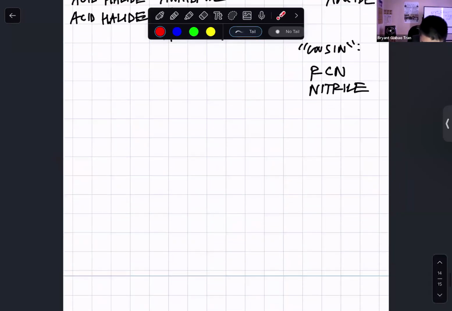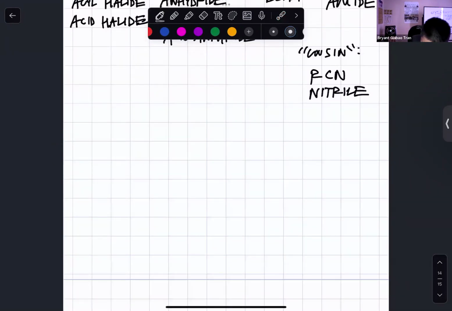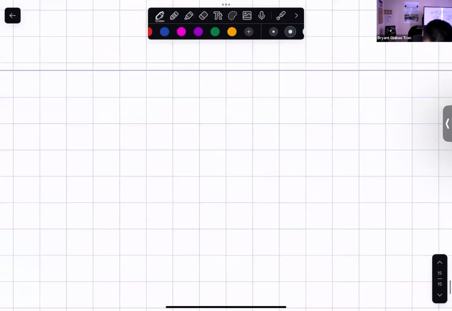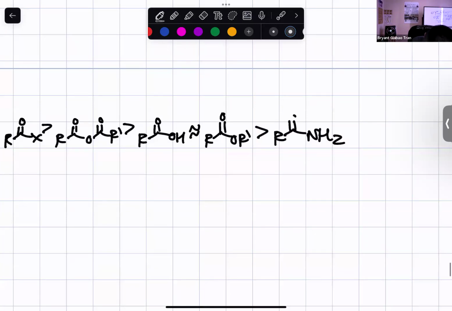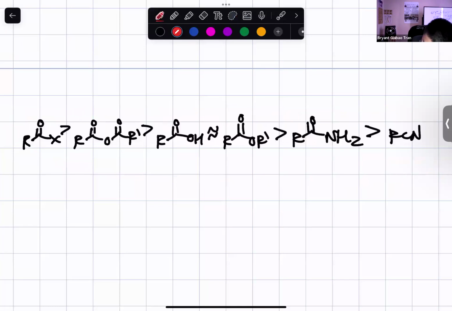So I'm going to draw out the list for you more clearly and explain the reactivity of these. The most reactive is the acyl halide, then the acid anhydride, then the carboxylic acid is in the middle, which is the same or similar to an ester, which is more reactive than an amide, which is more reactive than a nitrile, right? So the reactivity of these derivatives is going to decrease from left to right.